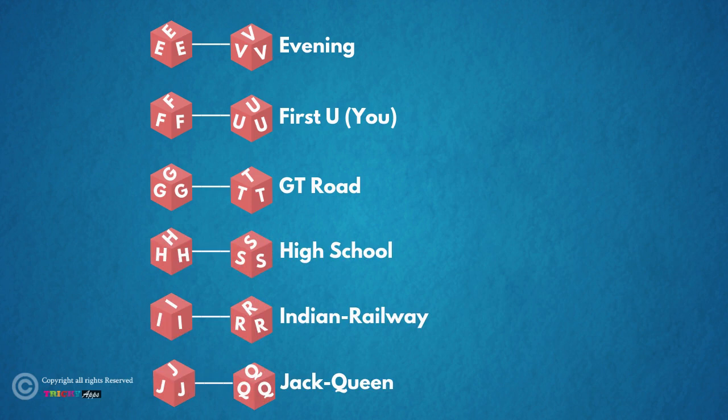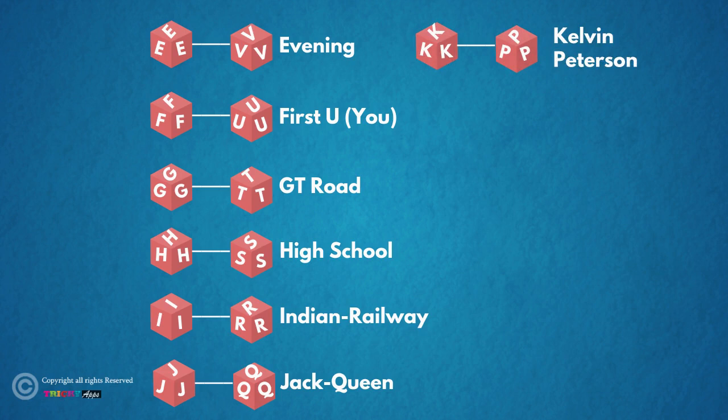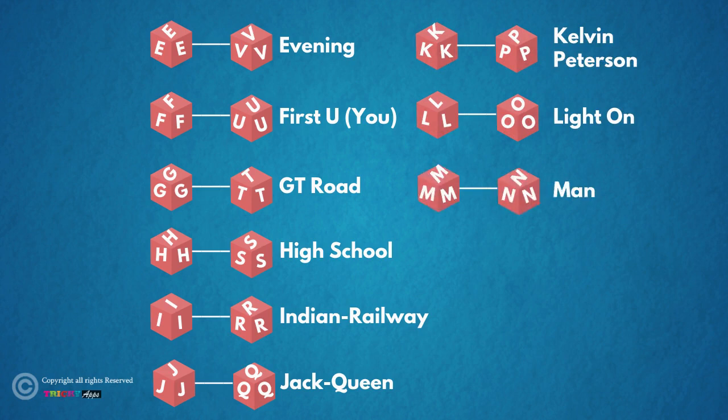J is opposite of Q, is Jack Queen. K is opposite of P, so the trick to remember is Kelvin Peterson. L is opposite of O, the trick is light on. M is opposite of N, the trick is man.